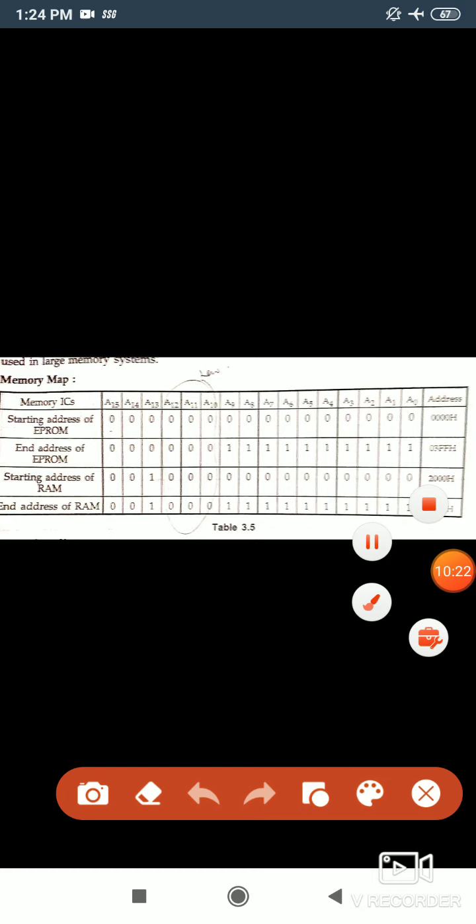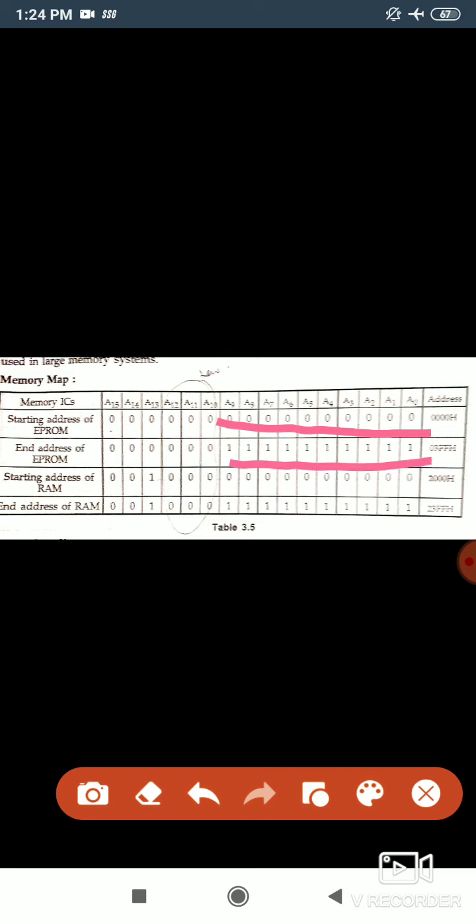So see this, if we write the memory map of the ROM, what is there? If we write the starting address, first we write all zeros for A0 to A9, all the 10 lines. We will write the final address of these 10 lines as 1. Now we will see A10 to A15. A10 to A15 are used for the chip select decoder. Now this is fixed for ROM as well as RAM. So we have decided it to be 0 for the ROM, and it is the same for the starting address and the end address.